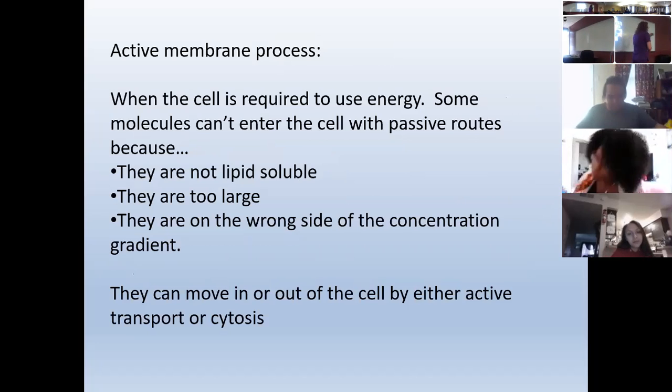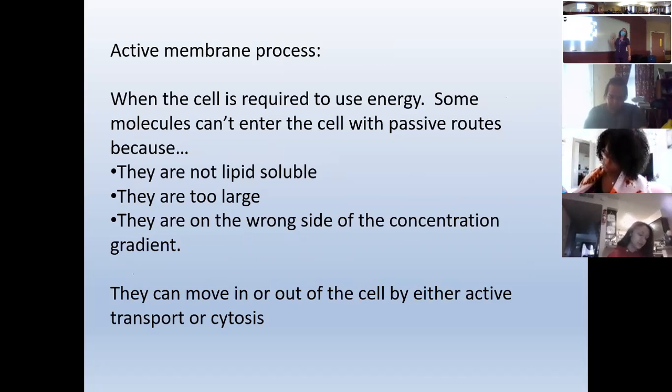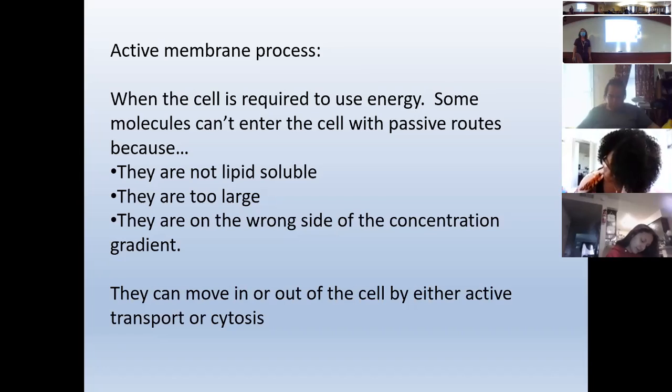All right, so those are the 4 passive methods of movement. Now we're going to discuss the active methods of movement, meaning that we do need to have energy. Why is a passive route not going to work? Well, maybe it's not fat soluble. Maybe it's something that does not pass easily through fat, like water. Maybe the molecules are super humongous, and it's going to wreck the cell membrane if I just passively move it through. Or if they're on the wrong side of the gradient, that's probably the most common one.